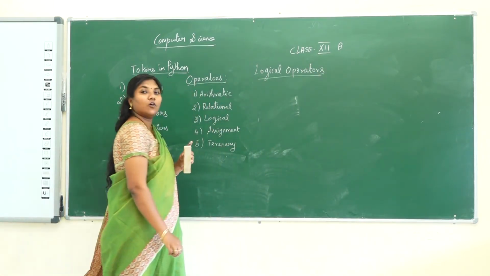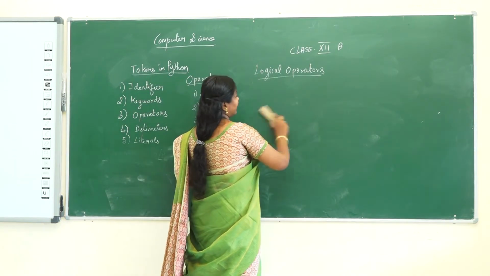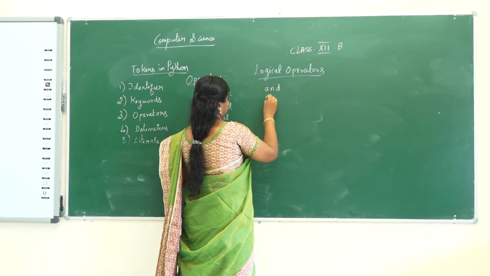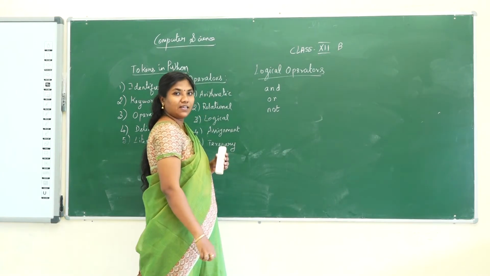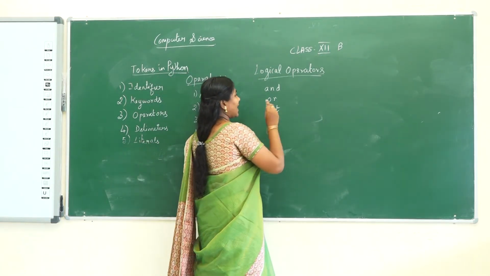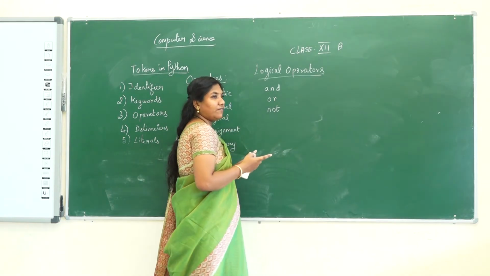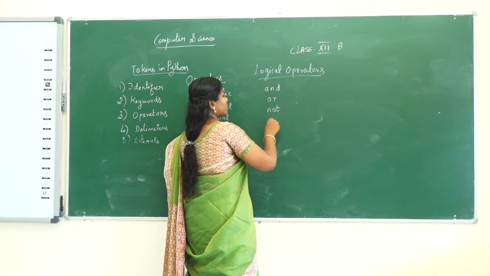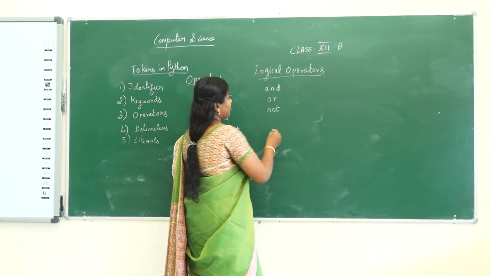So logical operators are used for logical values, as we know very well: and, or, not. These three are the logical operators. And means both values must be true, or means either one value can be true, and not means it gives the opposite value. Here also we will get the output either as true or false. So let us see a program.